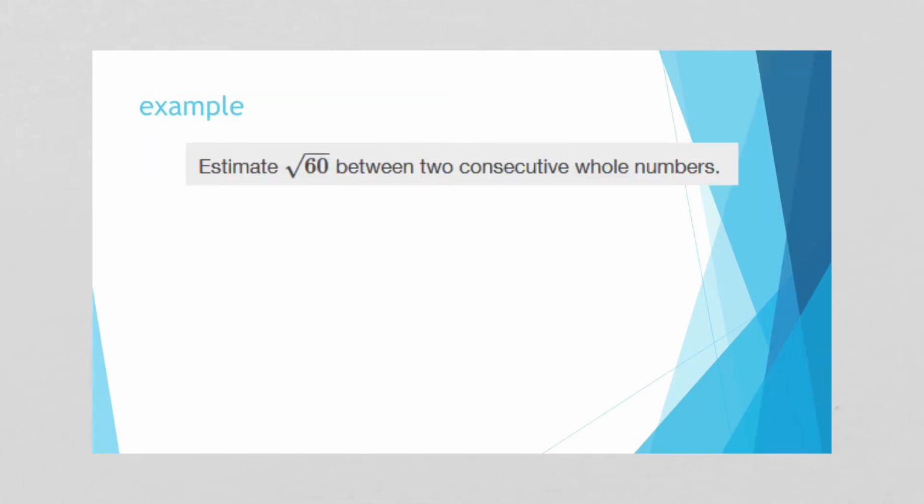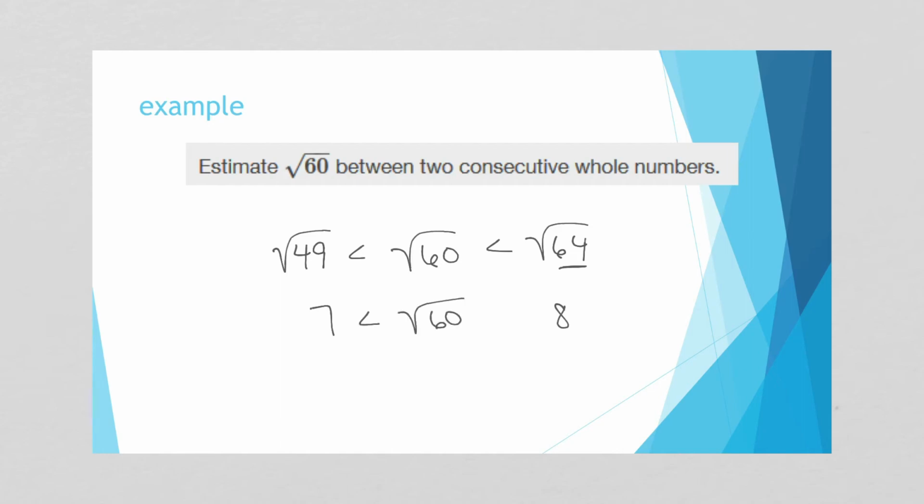All right, so the square root of 60, let's see here. I know a perfect square, so the square root of 60 would be between the square root of 64, right? Because this is a perfect square number. And it would be between the square root of 49, right? Okay, so square root of 49 is 7. The square root of 64 is 8. So I know that the square root of 60 is between 7 and 8.